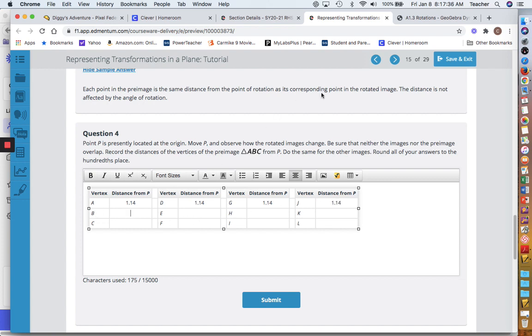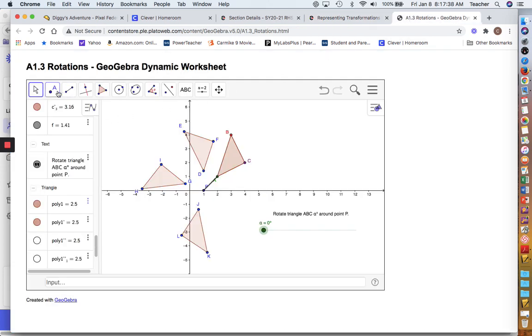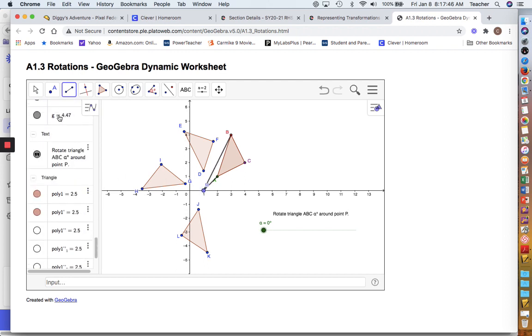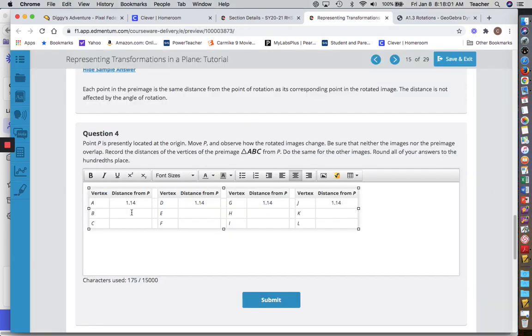Okay, now I gotta find B to P. Select my segment, B to P. That's 4.47. So as it rotates, B lands on E, H, and K. So E, H, and K will all be 4.47. Again, distance doesn't change when a figure rotates.